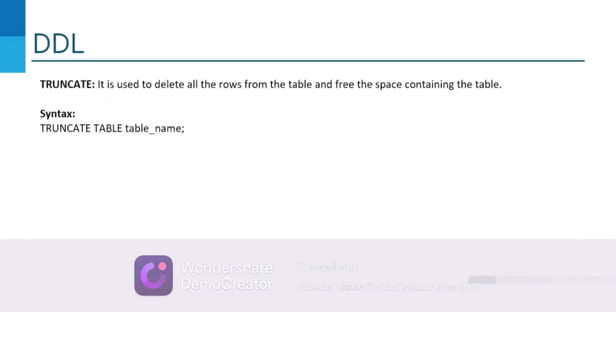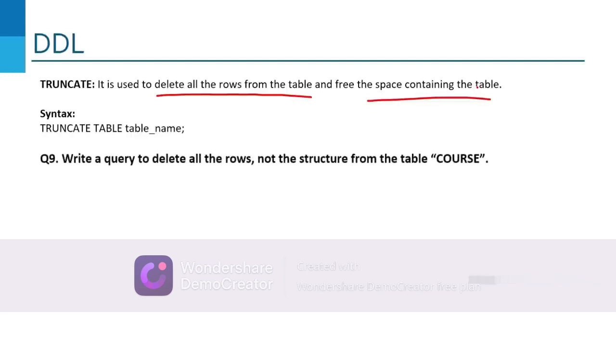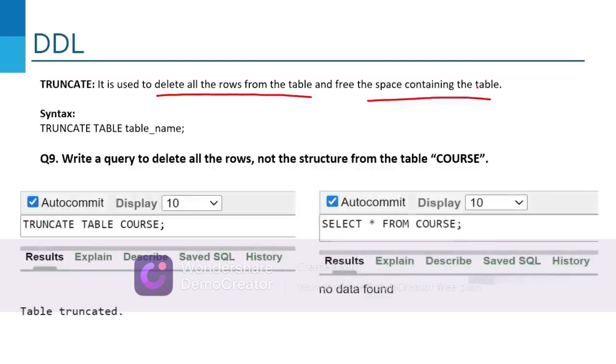Okay. The next and last command is TRUNCATE. Let's see how it is different from drop. It is used to delete all the rows from the table and free the space containing the table. But for structure, there is nothing written here. So if I want to write a query to delete all the rows and not the structure, then we have to use truncate. So no data is found, but it is not saying the table doesn't exist. It is just saying that data is not there.